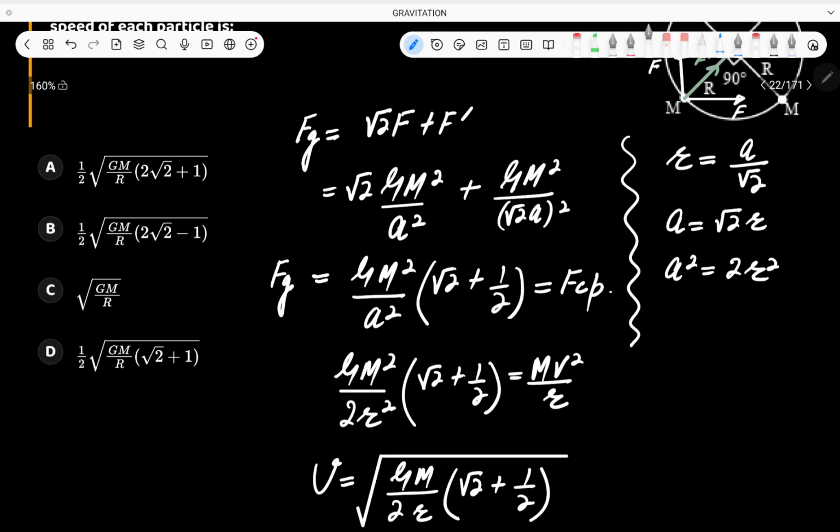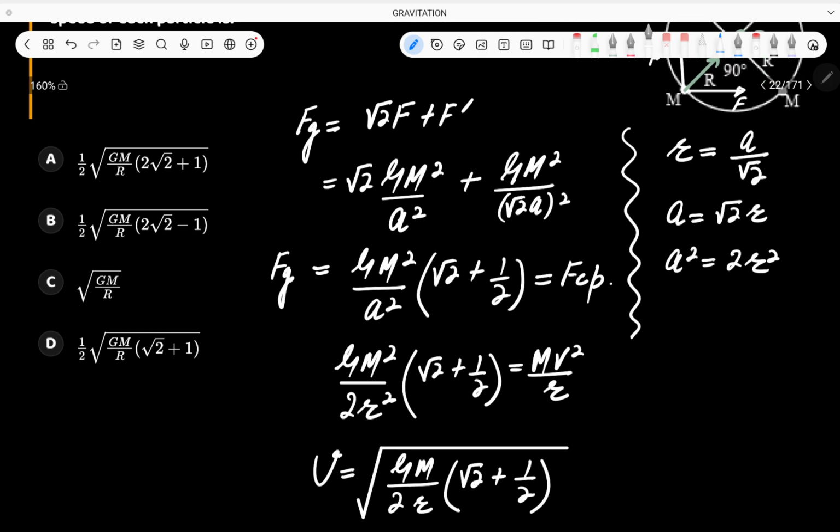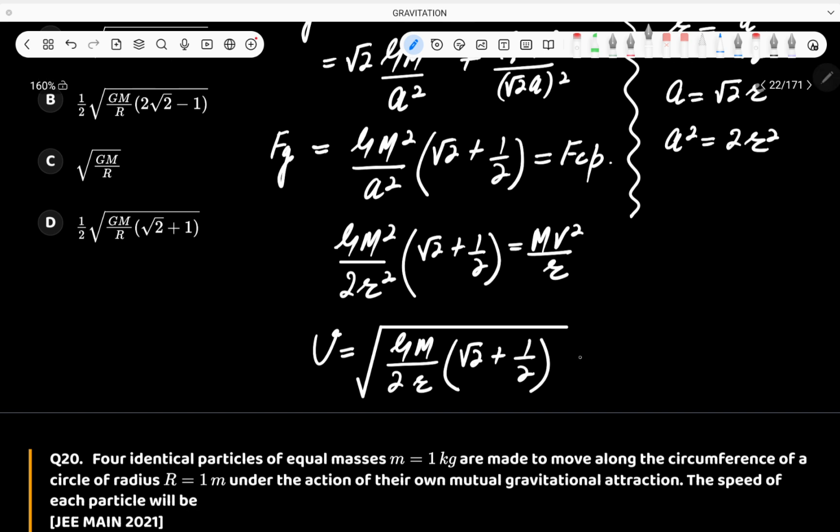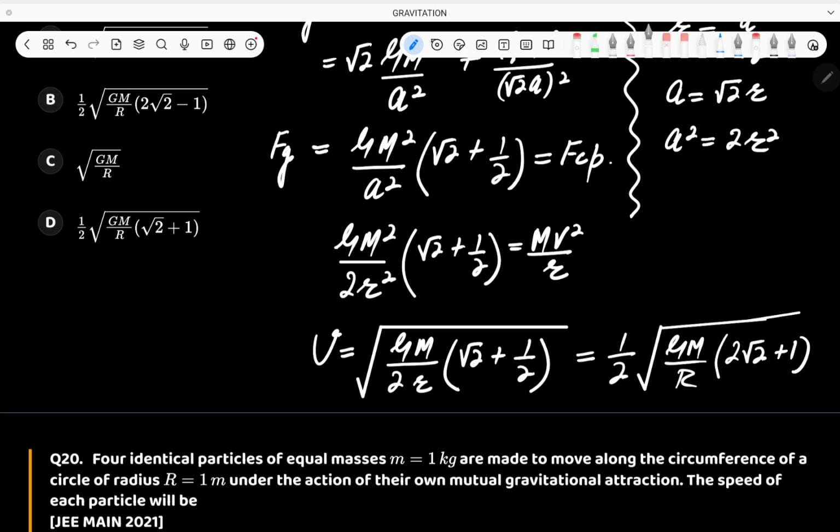Okay, G M by 2r into root 2. Now we will do a little cross multiplication, and solve a bit further. This is 2 root 2 plus 1 divided by 2. 2 into 2 is 4, so it comes out to be 1 by 2 into square root of G M divided by, instead of small r we will write capital R because that is given, capital R multiplied by 2 root 2 plus 1. Okay, so this is the final answer to this question.